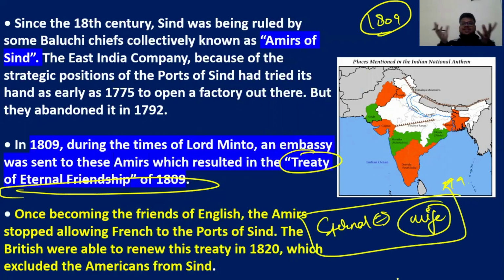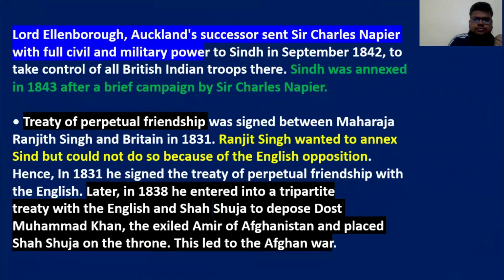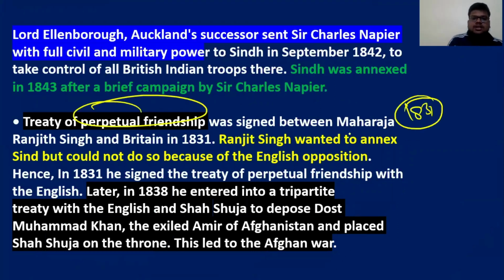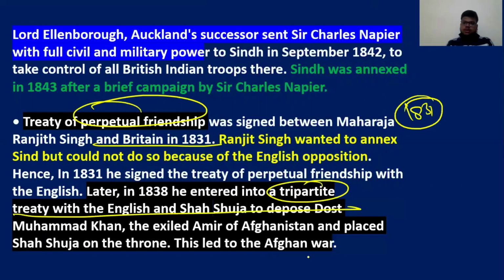So the wife's relation is eternal in nature. Hence, we have signed the Treaty of Eternal Friendship with the Amirs of Sindh. Then you have the story you know, the Auckland, Napier, and Treaty of Perpetual Friendship between Maharaja Ranjit Singh and Britain. And finally, the tripartite treaty with the English, Shah Shuja and Dost Muhammad.